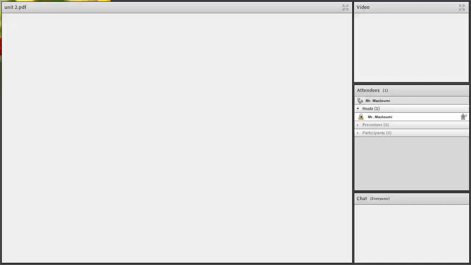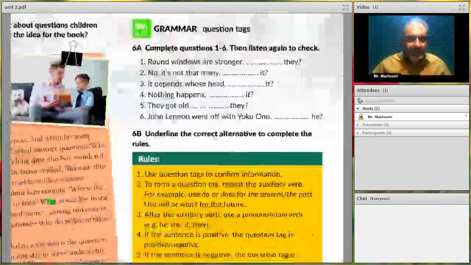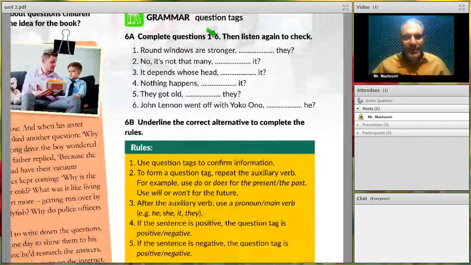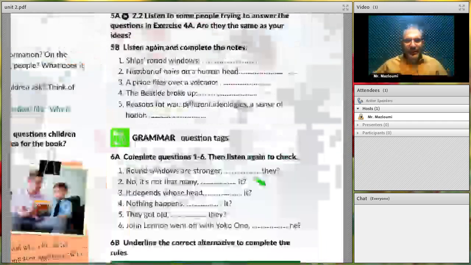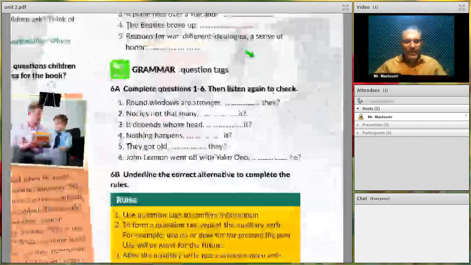All right, so page 16, grammar, tag questions. Exercise 6A. Complete questions 1 through 6, then listen again to check. Remember, we had these sentences in the listening activity here in 5A.